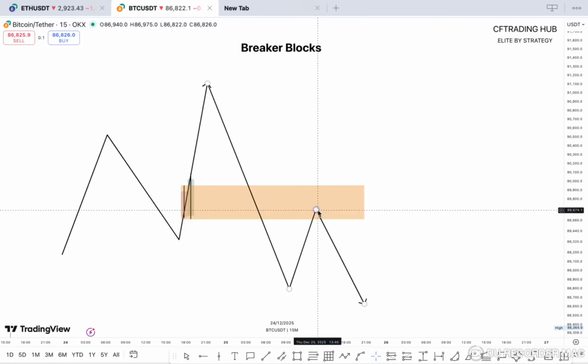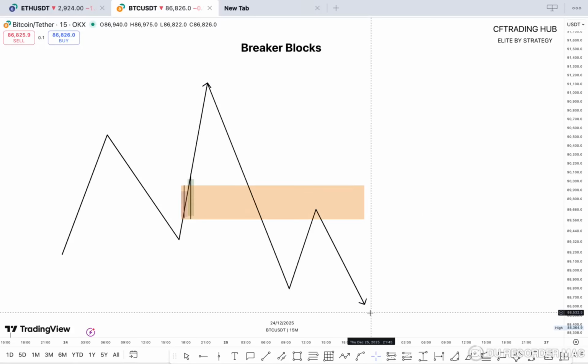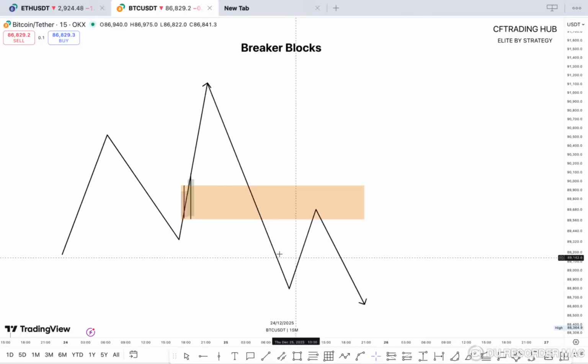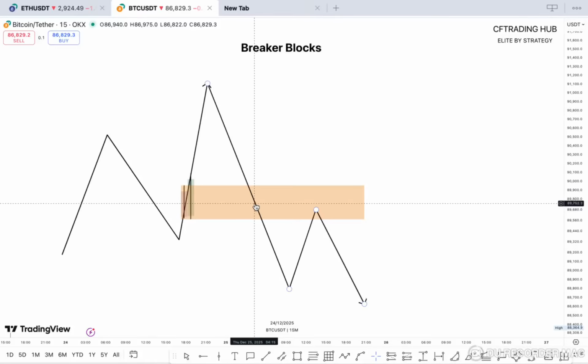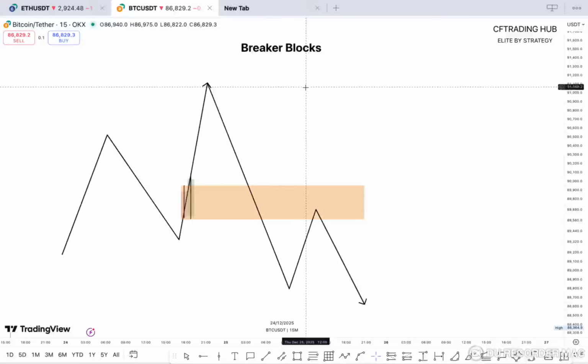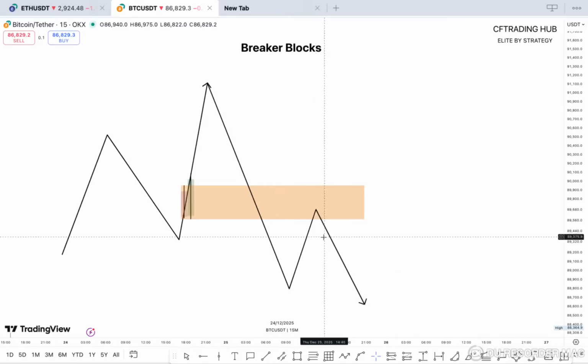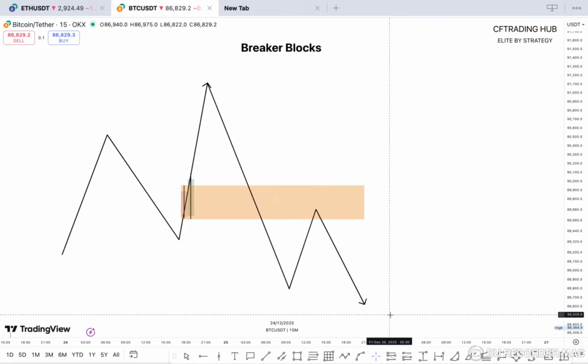And after mitigation, we want to see it respecting the opposite side of what it should have been before. Breaker blocks just mean an order block flipping roles. Now, this is a bullish order block. The market was supposed to test it and sponsor buy side delivery. The moment it got broken by displacement and got tested from the opposite side, it sponsors sell side delivery instead of buy side delivery. So the role has been flipped.